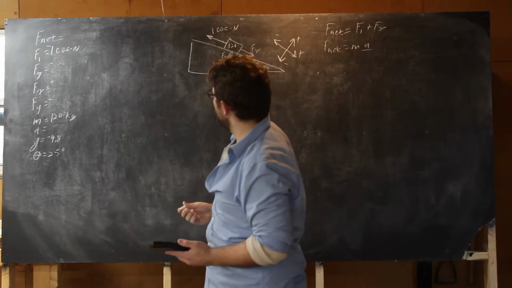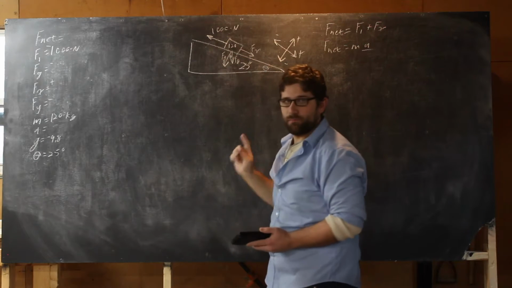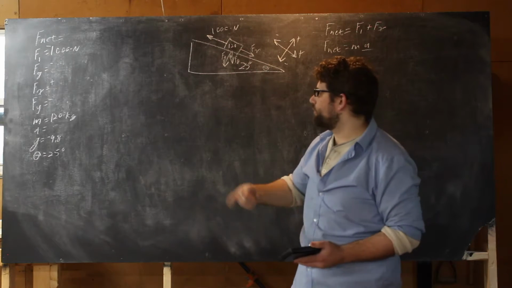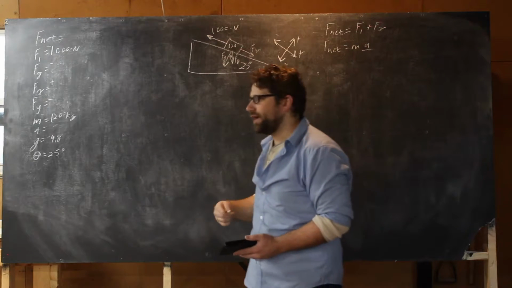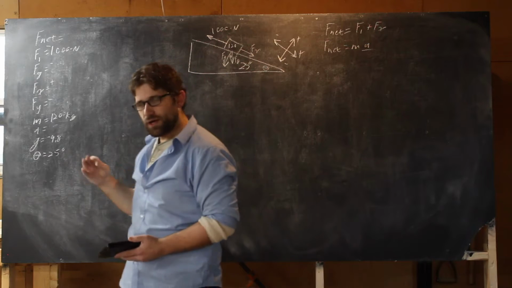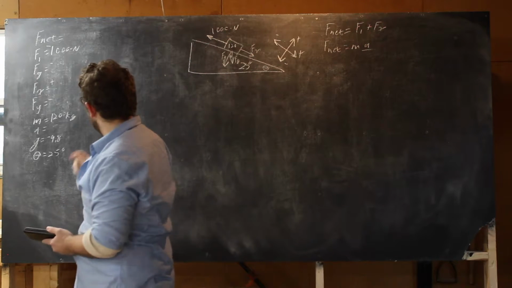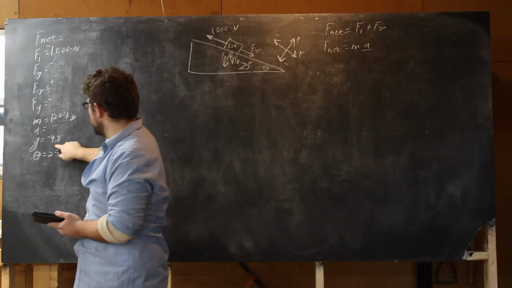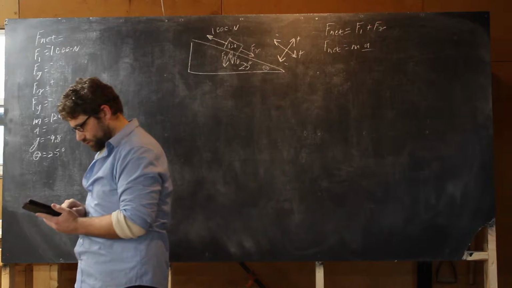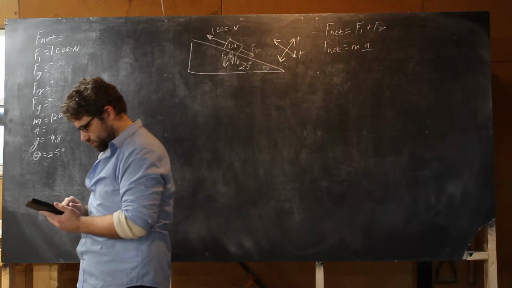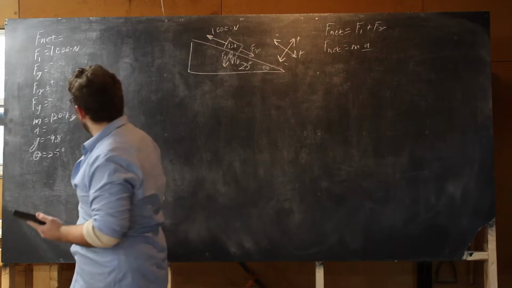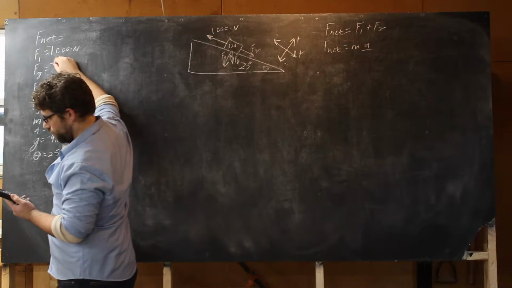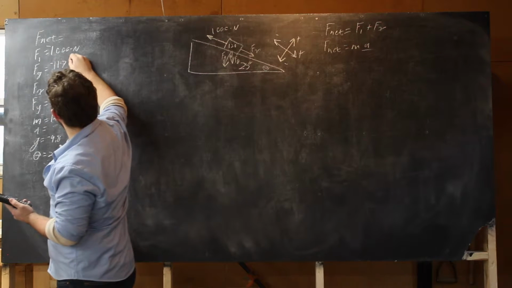So let's go ahead, find our force of gravity, and then find our components, and that will help us solve the rest of this. We're always going to start by finding our base forces and our components. Force of gravity is 120 times negative 9.8. That's going to give me a negative 1,176.